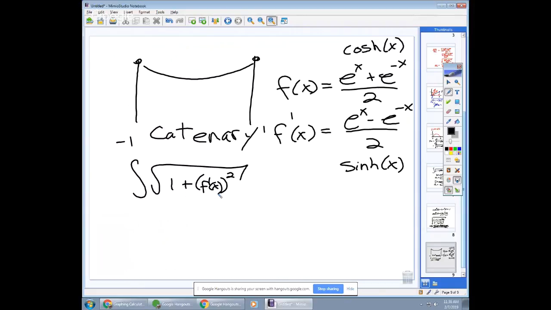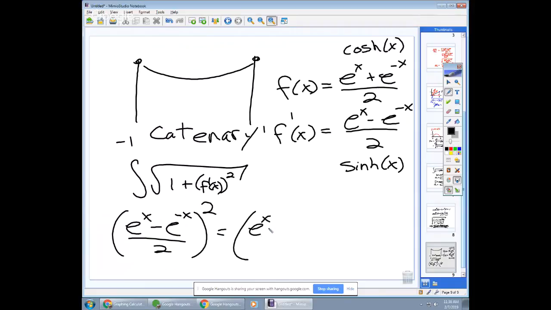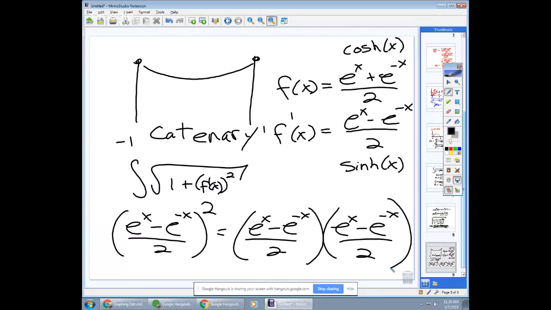So I have the derivative, right? What's the next thing, order of operations-wise, that needs to happen? I need to square the derivative. Okay, so now we need to square e to the x minus e to the negative x. Well, that means we need to multiply it by itself and do some distributing. Okay. Let's see what we get.